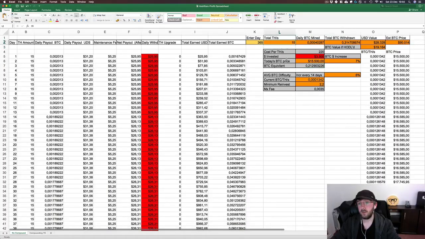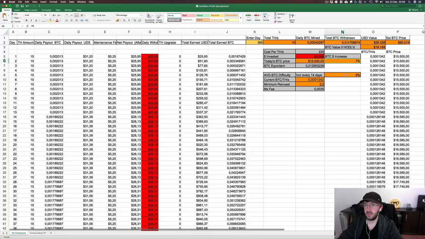I'm going to use my example, which is 15 terahashes that I bought a few days ago. It was a bit less than this because Hashflare increased the prices, but it's still profitable, so no worries about that. So let's say that our initial investment is 3,300. That will be the same at a Bitcoin price of around 15,000. It will be 0.21 Bitcoin. For the price increase and the difficulty increase, they are both every 14 days, and we will have to make some assumptions because we are not sure what's going to happen next year.